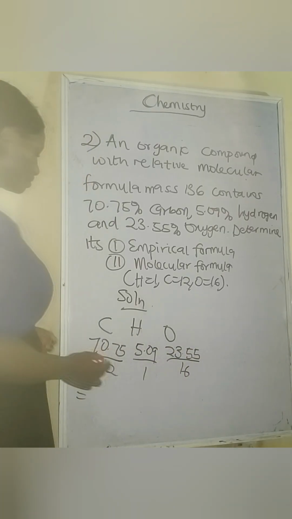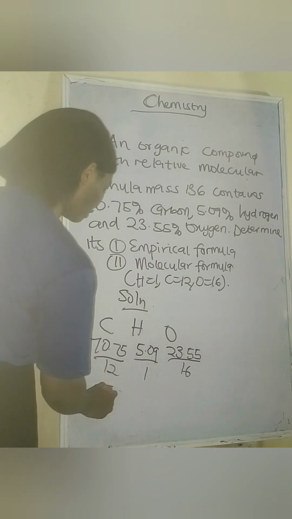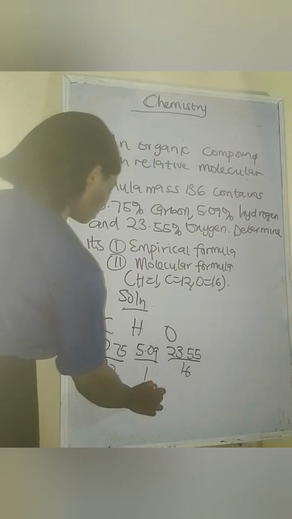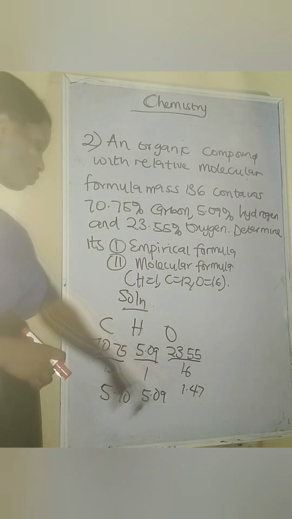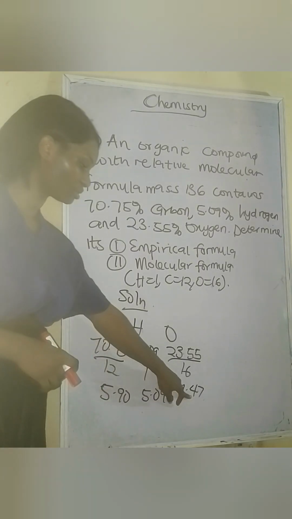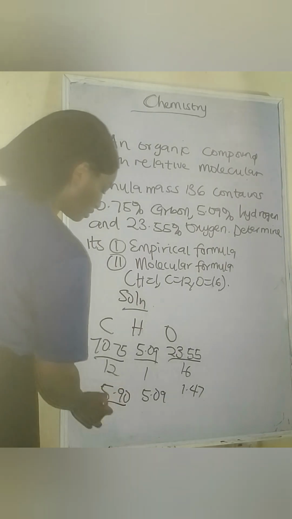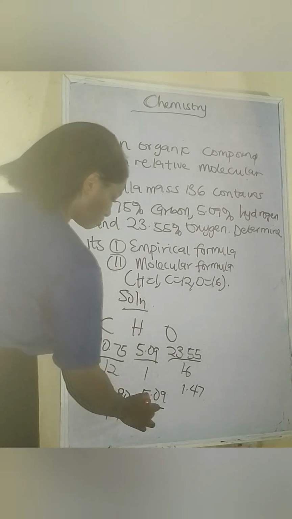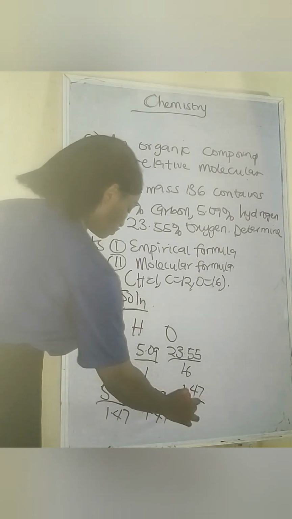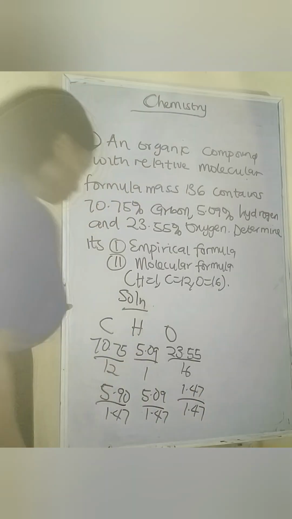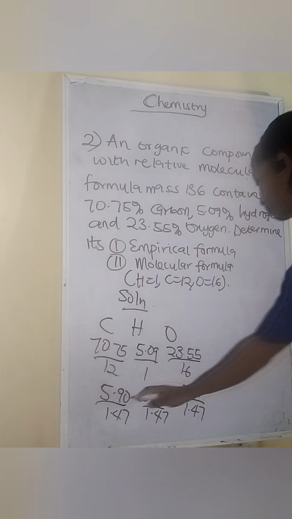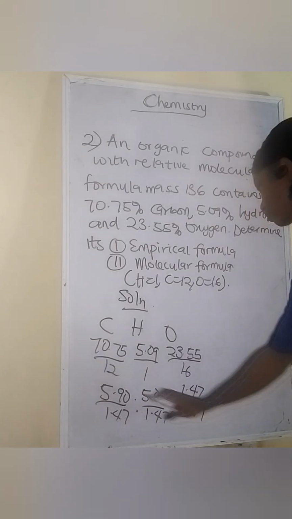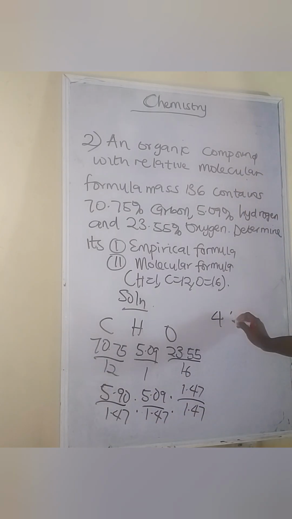So now 70.75 divided by 12, so 5.90, 5.09, 1.47. So now, what is the lowest number? We've gotten an answer. So the lowest number is this. So divide through by the lowest number. So that is 1.47, 1.47, 1.47. And so that will give us, this one will give us 4. This is the ratio. So this, when you divide it, will give us 4. This one will also give us 4. And this one will give us 1.